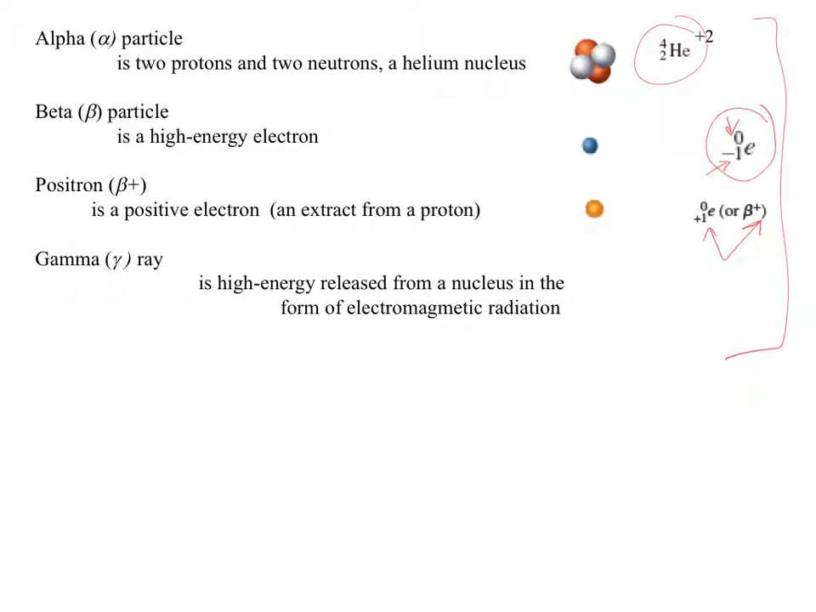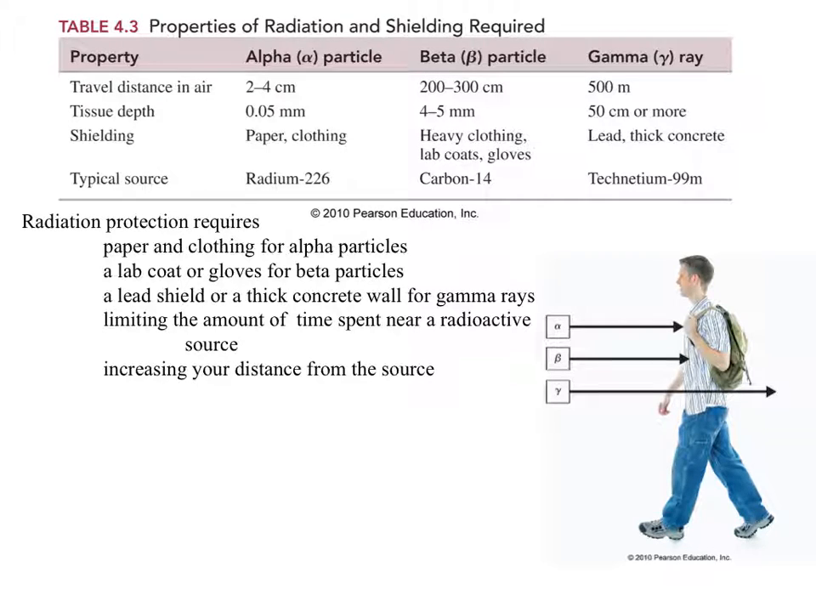Or you can kind of match what we did with the beta, where it's an electron. It happens to be a positive electron. Mass of 0 because it's an electron, but because this is a positron, instead of a negative one, it has a positive one charge. And then finally, gamma. There's the Greek symbol for gamma. No numbers here, no numbers there, because it's actually energy. Just energy, high energy released from the nucleus in the form of electromagnetic radiation. We're going to talk about these all more as we go through this lecture, but I wanted to introduce them to you on this. Okay?